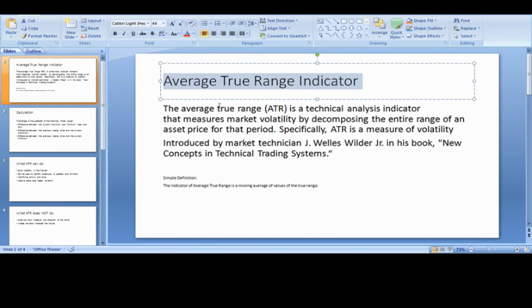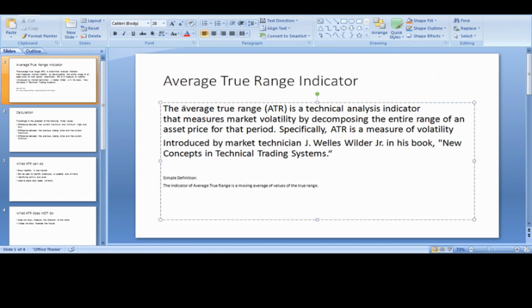So the definition I have here reads like this: the average true range is a technical analysis indicator that measures market volatility by decomposing the entire range of an asset's price for that period. Specifically, ATR is a measure of volatility. It was introduced by J. Wells Wilder Jr. in his book, New Concepts in Technical Trading Systems.